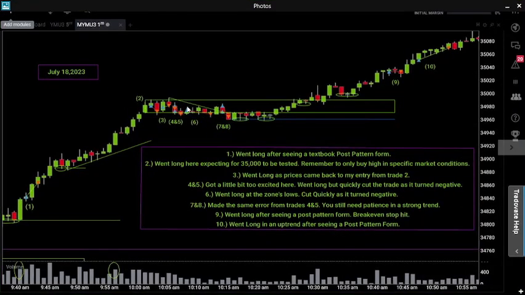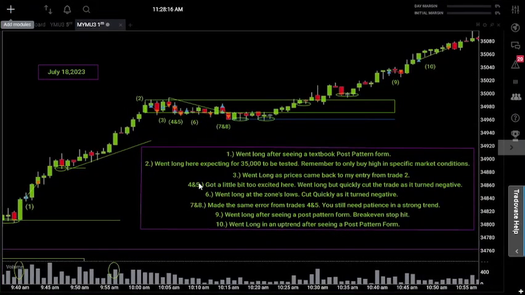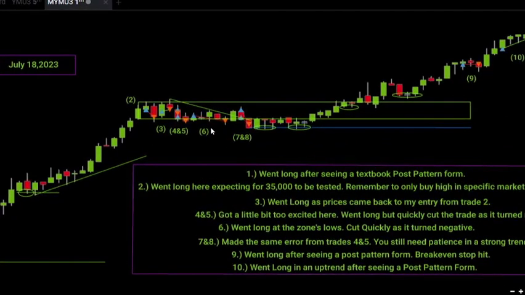So on 4 and 5, I got a little bit too excited right here. I went long but quickly cut the trade as it turned negative. On 6, I went long at the zone's lows, cut quickly as it turned negative. 7 and 8, I made the same mistakes from trades 4 and 5. You still need patience when you trade a strong trend. So really, just because you see that the trend is strong and we're pulling back, that doesn't mean that you just blindly go long at support.